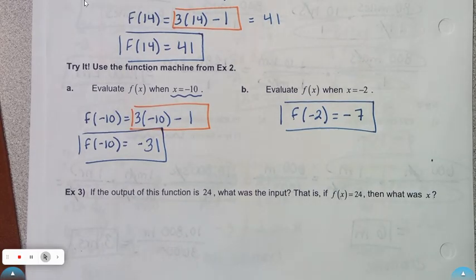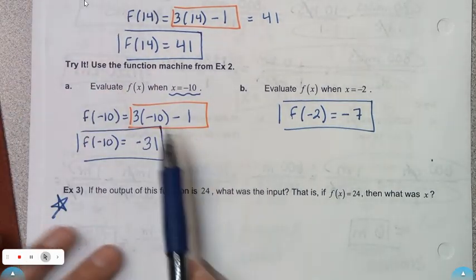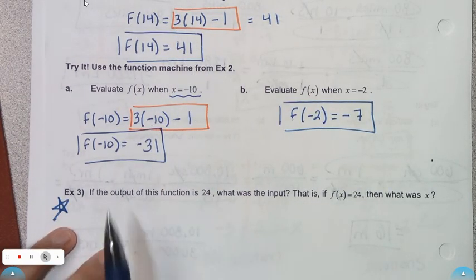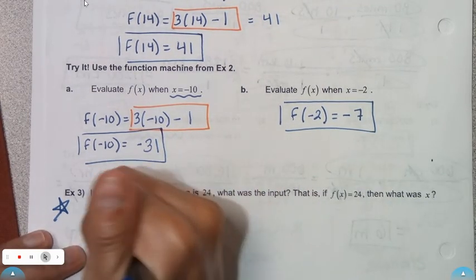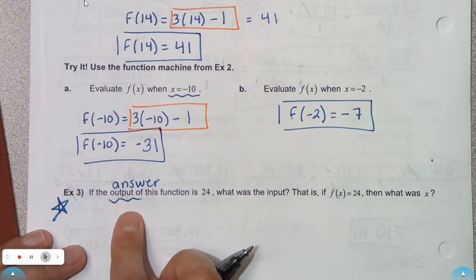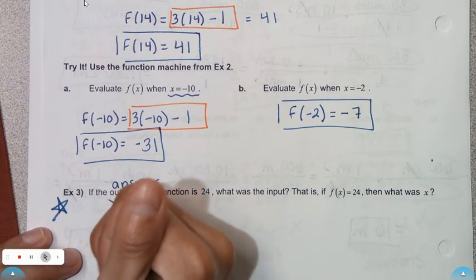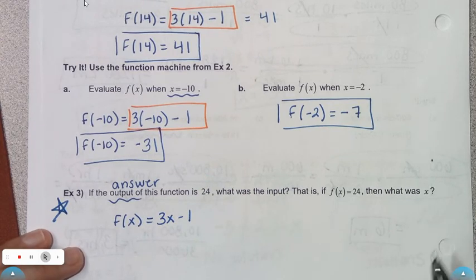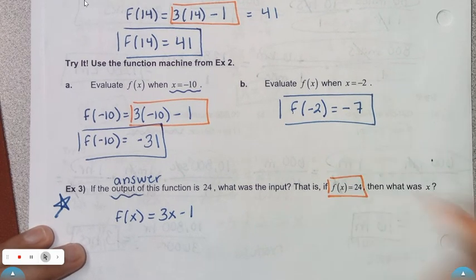All right, let's try example 3. Example 3 is tricky. Every time we've done this so far, they've given us the input. Example 3 says if the output is 24, that means if the answer is 24, that means f of x equals 24. I'm just going to rewrite my function here so that I can show you what it's telling us. This is saying f of x is 24.